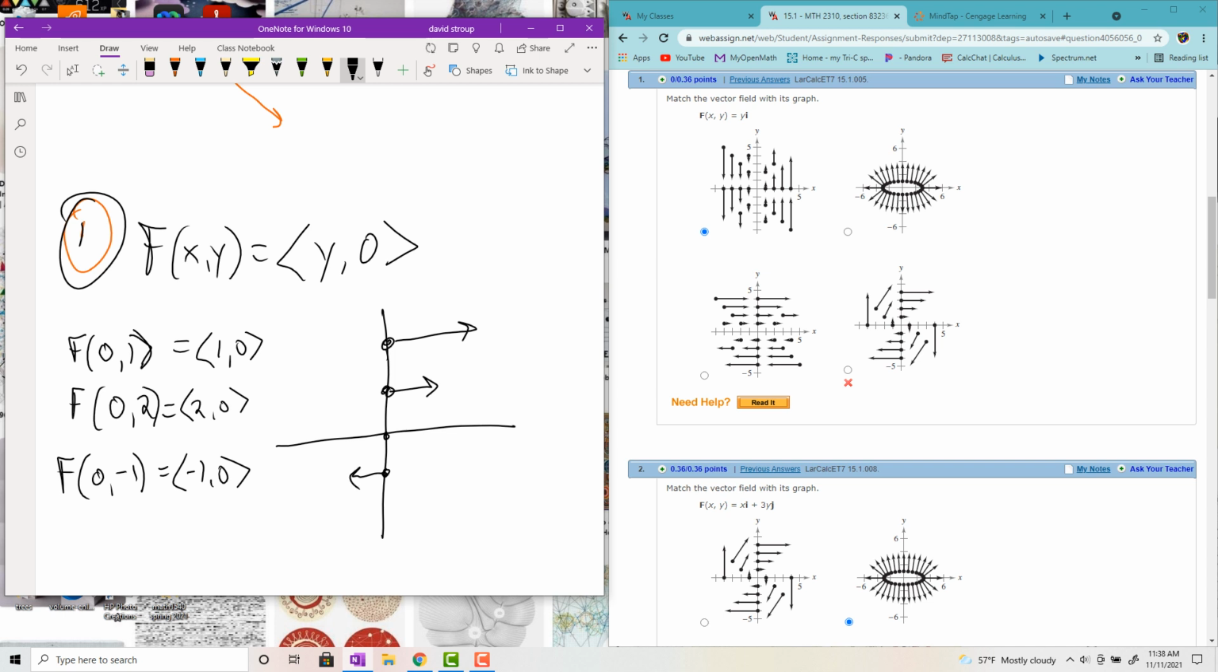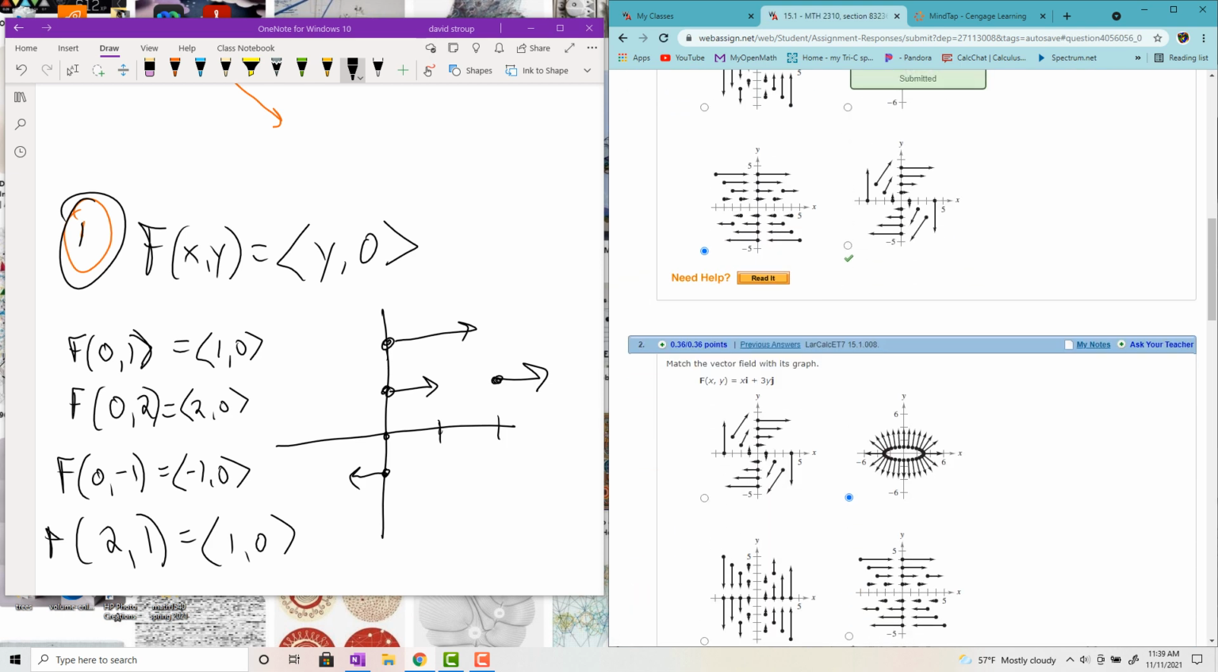So it's one of the bottom two. Then you could go out a little bit, like to 1, 2, 1. So f of 2 comma 1 is going to be 1 comma 0 again. So it's going to be going like that again. I screwed that one up. Yeah, so it's that one. Let's see if it's right.